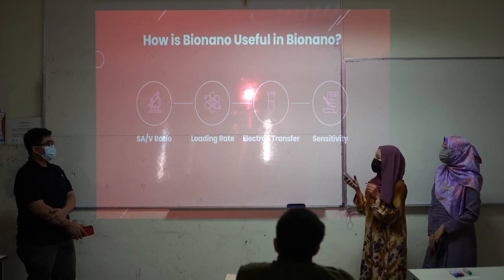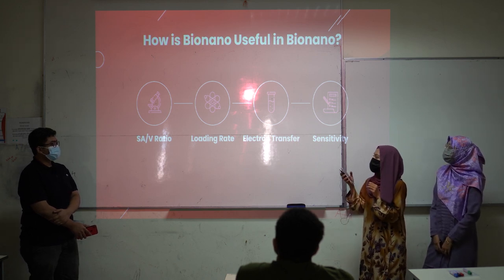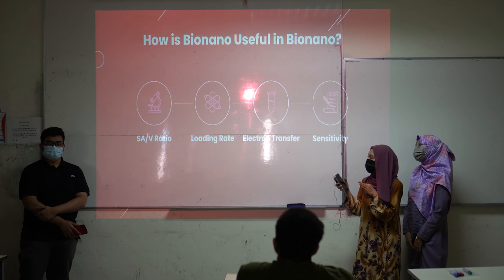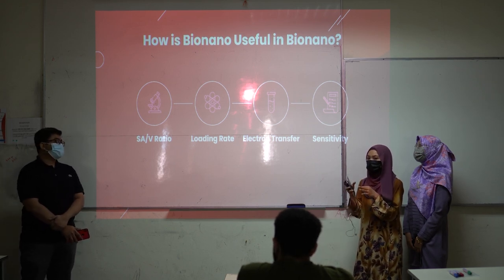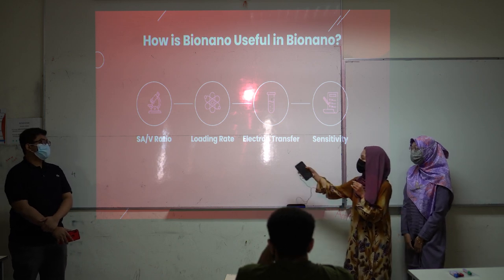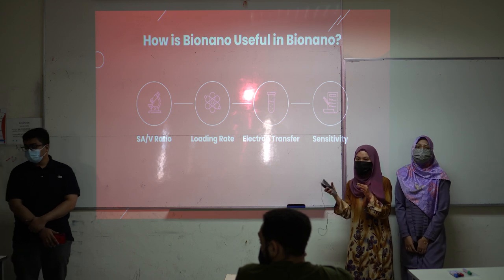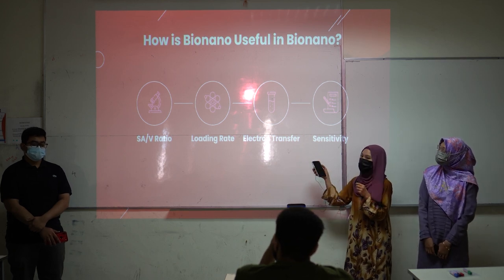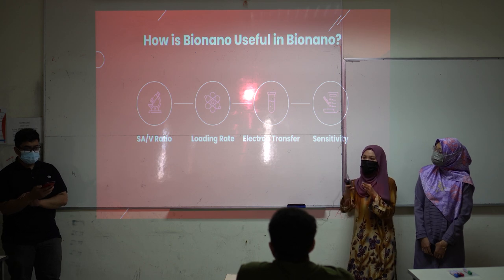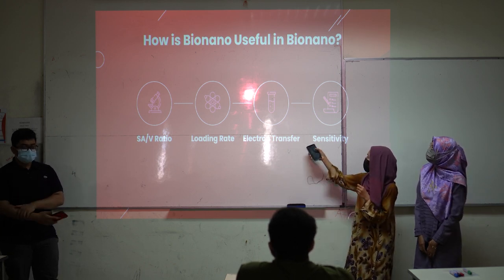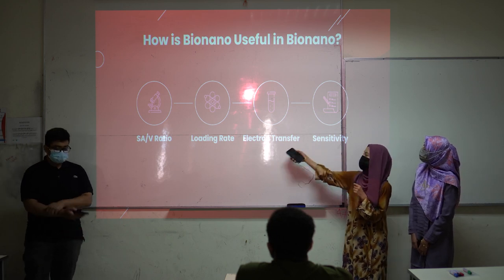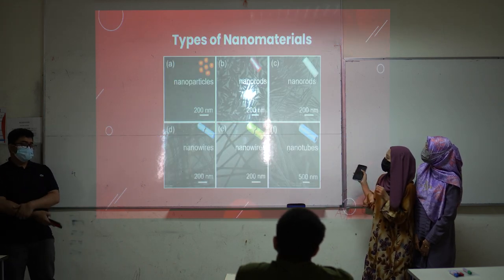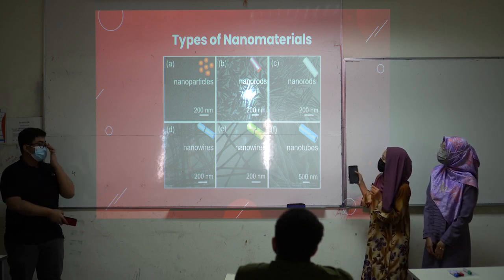In this biosensor, we need to use nanomaterials because they have a high surface area to volume ratio. This means that they have more surface area exposed to the surrounding, and this will lead to higher loading rate, meaning that they can be in contact with more electrolytes, and this will increase the electron transfer, meaning faster electron mobility. They can move from one point to another faster, and it will lead to sensitivity. Electron transfer is where the redox reaction occurs.